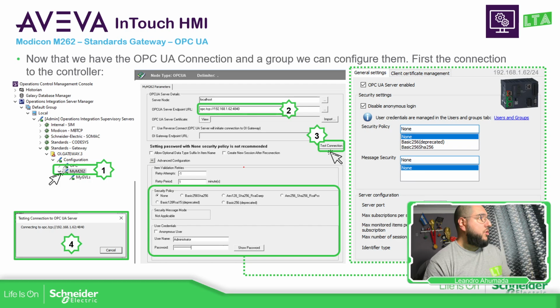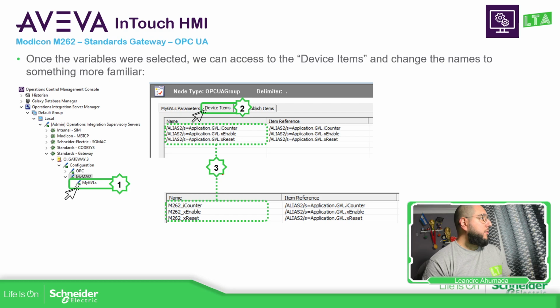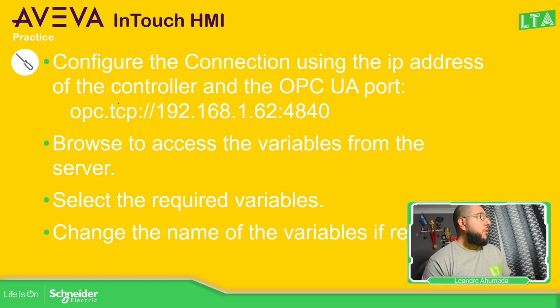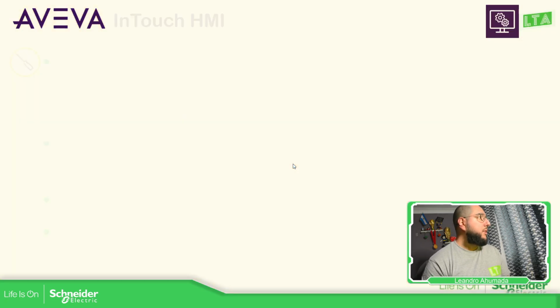Now if we go back to the presentation, this is done. Add the list, browse, okay, fine. And this is an example I've been doing. So configure the connection. We have already done this. So remember to use opc.tcp://, here the IP address again, and then the port that you have already defined in the PLC. This part is done. I showed you how you can browse the variables, select the required variables, and then change them. This part is done.